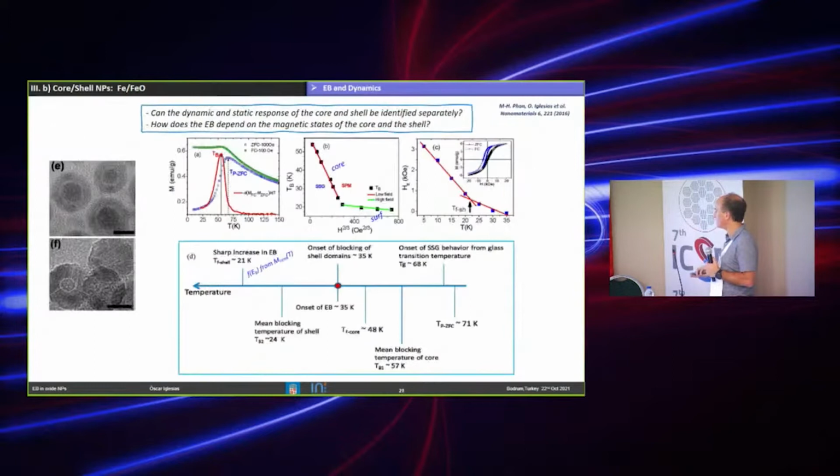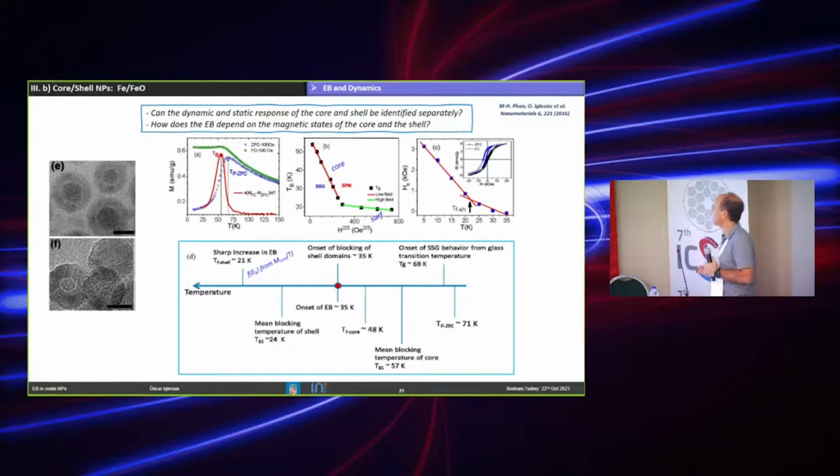Apart from this, you can study the thermoremanence of the particles, and from these measurements you can deduce the temperature below which the shell and the core become frozen magnetically. Also, by studying how this blocking temperature behaves as a function of the field, we see two clear, distinct regimes. One at low fields, which is dominated by the core behavior, and one at high fields. These are the Almeida-Thouless lines, characteristic of spin glass phases, which are dominated by the surface effects.